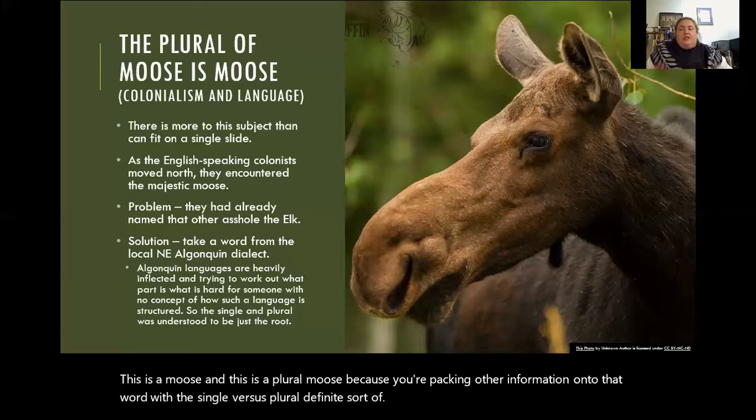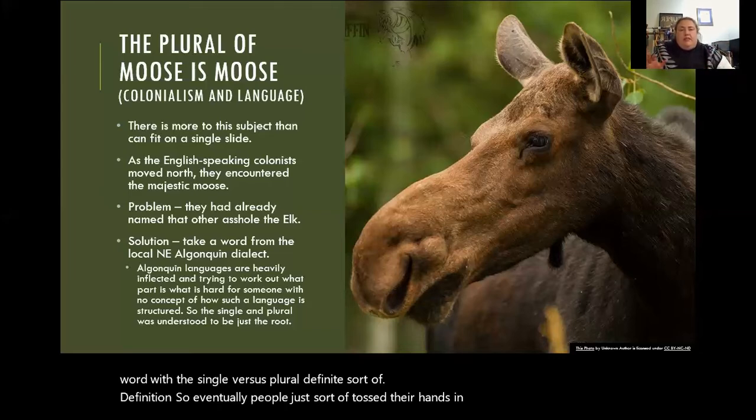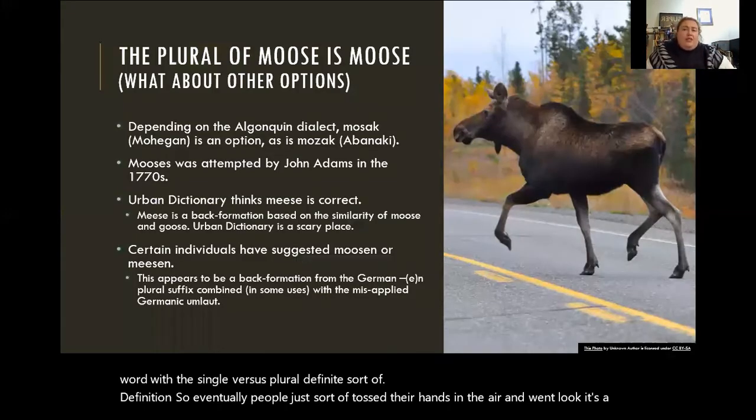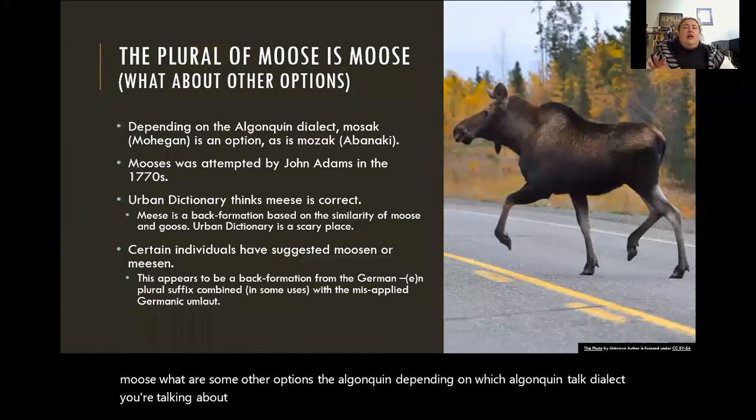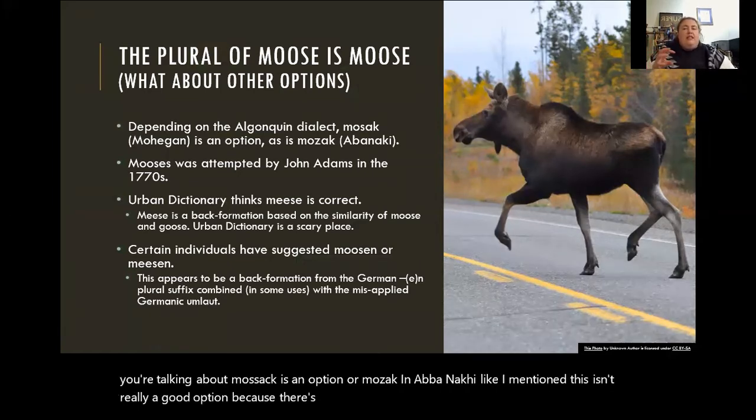So eventually people just sort of tossed their hands in the air and went, look, it's a moose. What are some other options? The Algonquin, depending on which Algonquin dialect you're talking about, Mosac is an option, or Mozac in Abenaki. Like I mentioned, this isn't really a good option because there's usually more data than just the AK suffix. So this is really a limited use option.